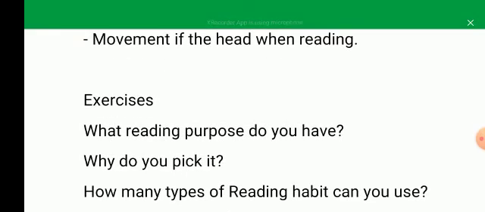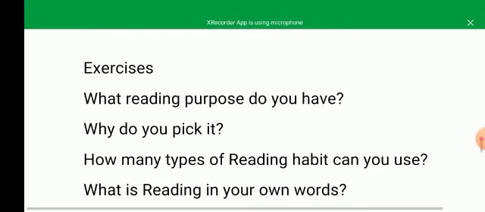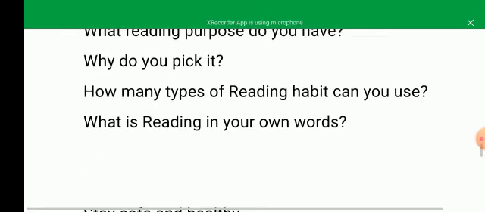Now, exercise for you, listeners, learners at home. What reading purposes do you have? Check. Why do you pick it? Then you can see that by yourself.